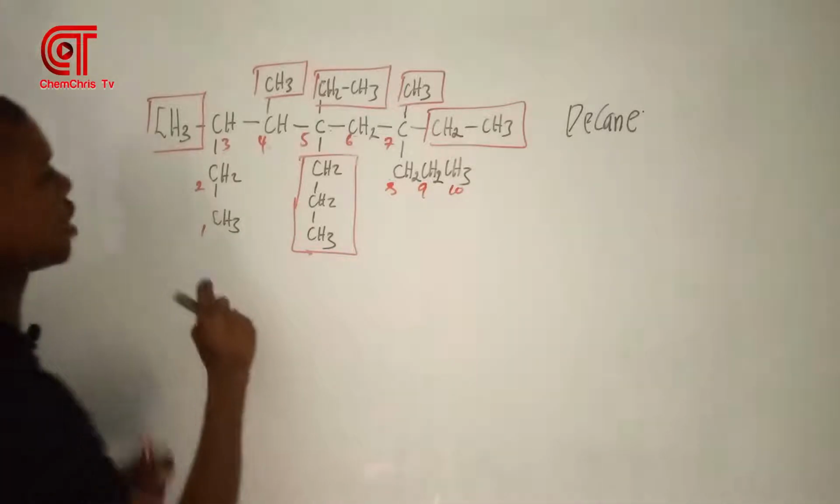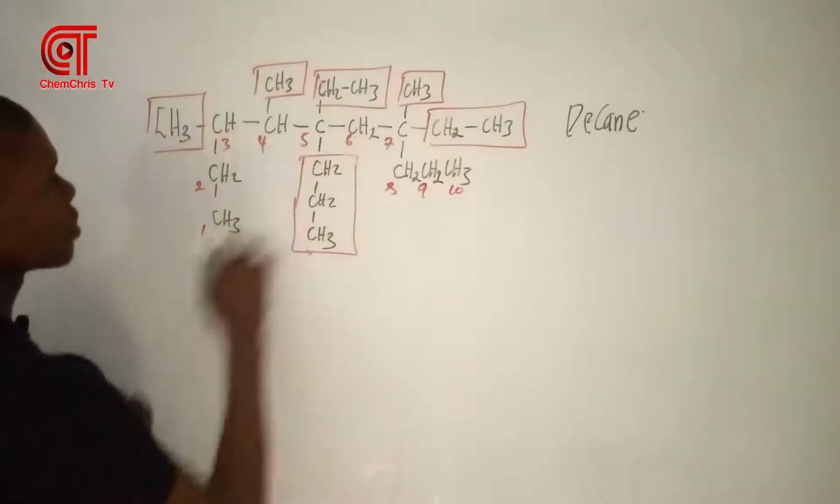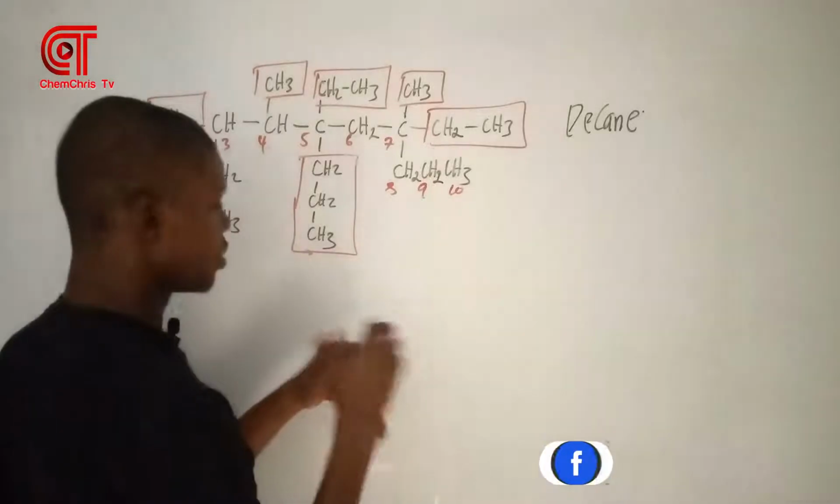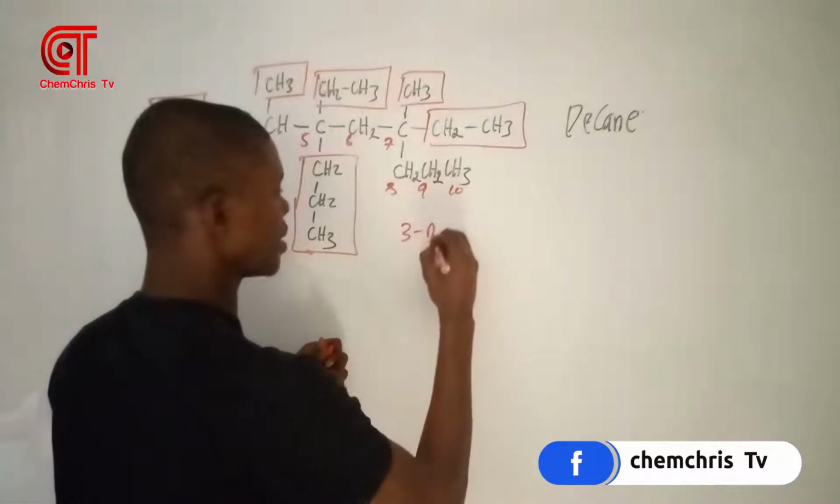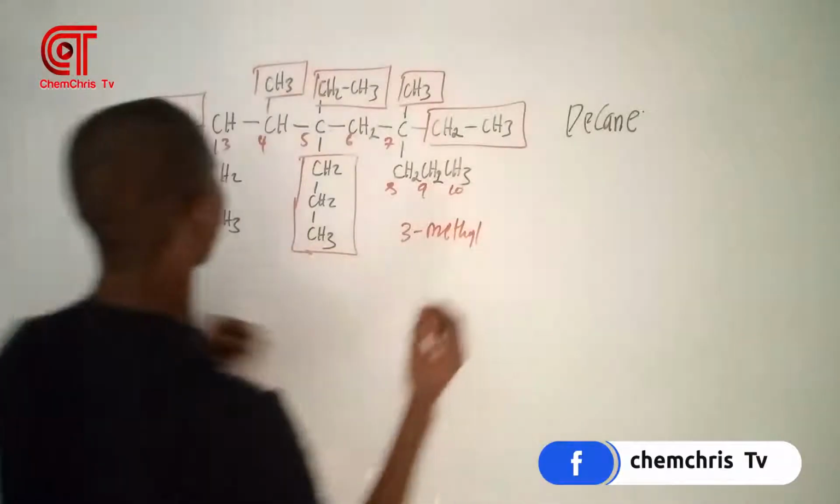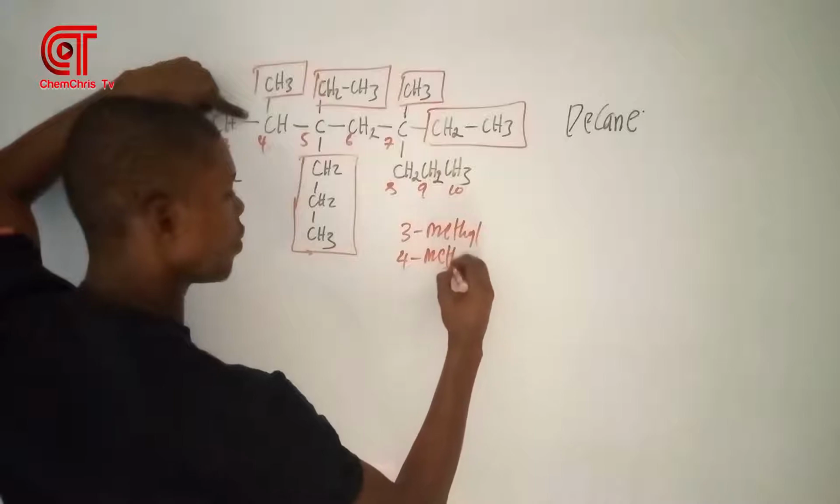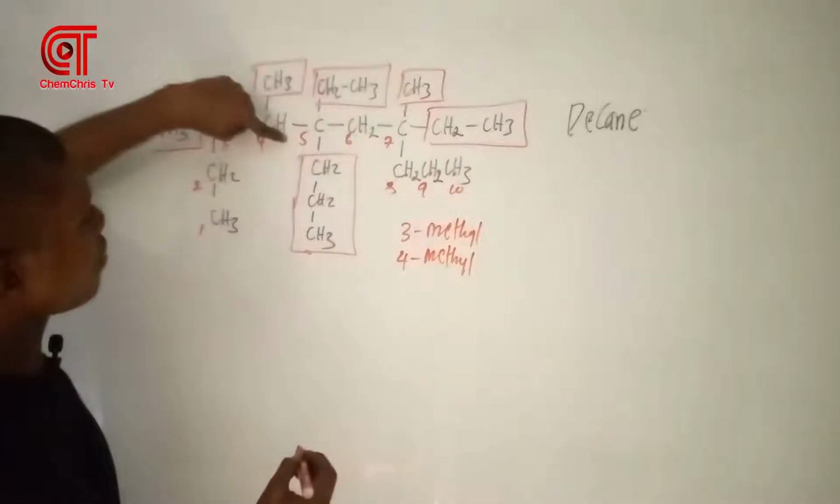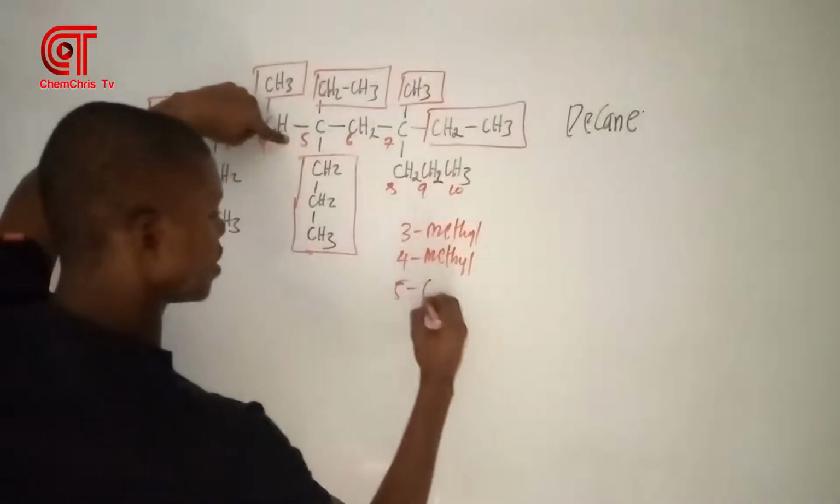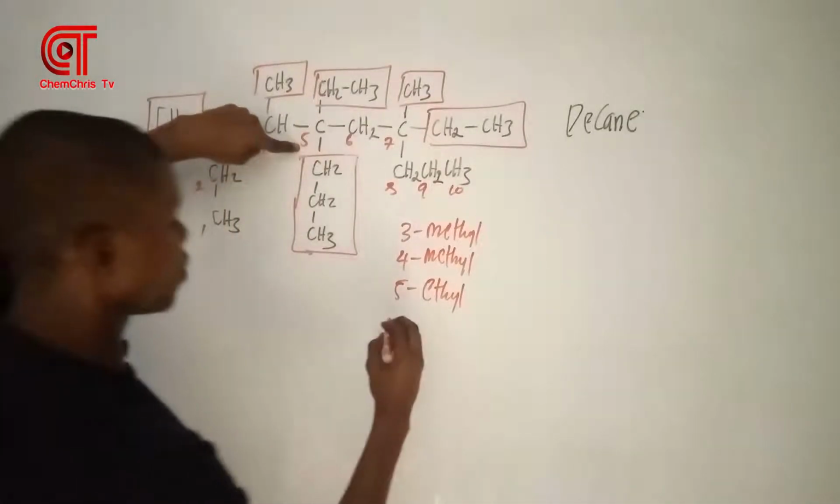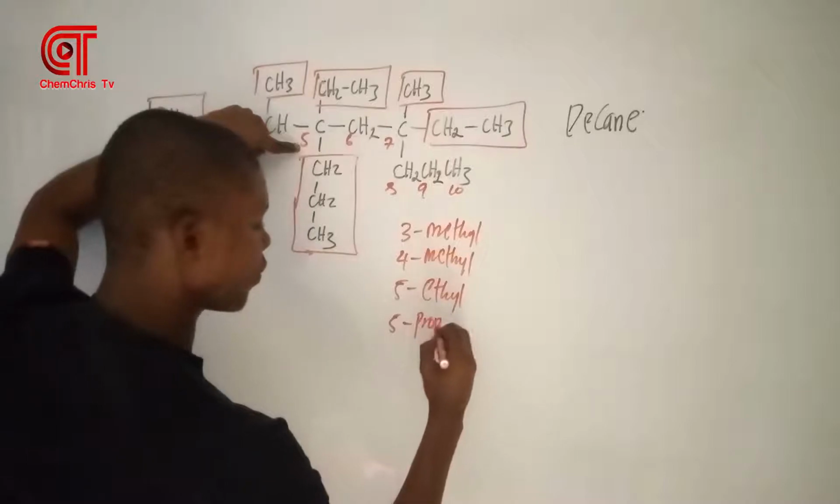So the next thing I'm going to do here, I can mark 3. I want a methyl. So I'm going to say 3 with methyl. I can mark 4 also to have methyl, 4 methyl. I can mark 5. I want ethyl, so 5 ethyl. I can also mark 5 to have a propyl, 5 propyl.